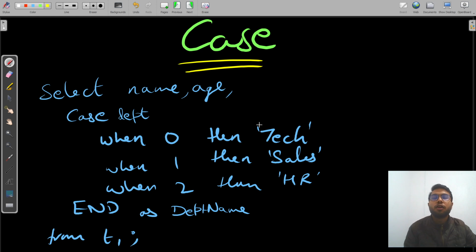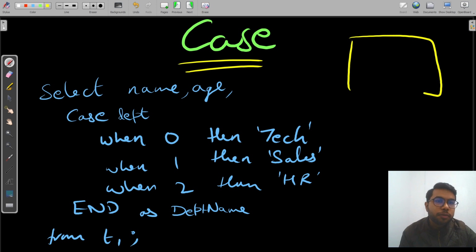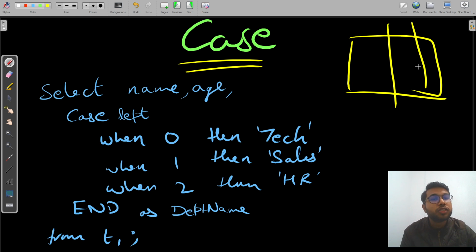So matlab, whenever I have a table, and for a certain column or for a certain range of columns, I can make a case by case thing. Whenever I need something that needs to be broken down case by case, I would be using my case statement. So for example, I have taken a table that has name, age, and department.